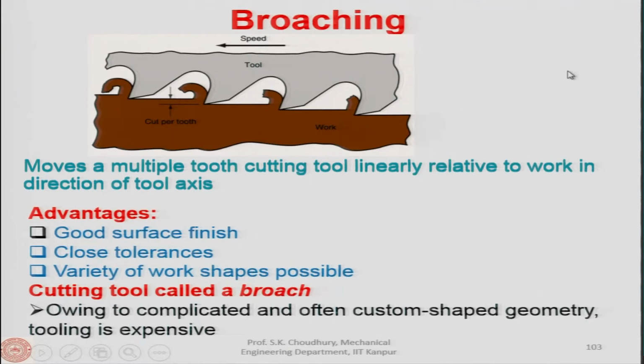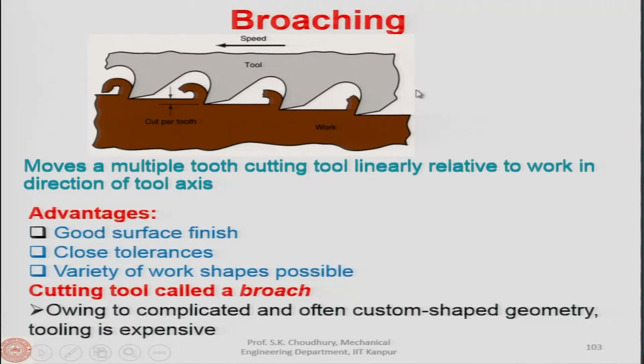Next is the broaching operation, and the broaching operation is a very typical operation. That means it is somehow different from the other operations, in the sense that here the feed is not given to the tool separately, like the concept we have seen so far in turning, in milling, even in drilling. So, the feed is given by increasing the size of the teeth. Now, let me explain it to you.